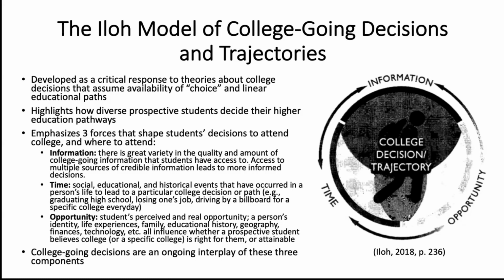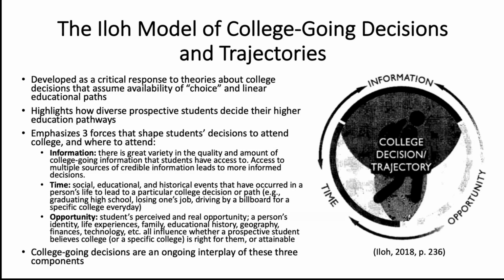The second piece of this model is time, and this could refer to really any sort of perspective of time. So social, educational, and historical events that have occurred in a person's life to lead to a particular college decision or path. So for instance, graduating high school might be an impetus for one person, losing a job might be an impetus for another person, even just driving by a billboard on a highway every single day is something where time is interacting with higher education or exposure to higher education that might ultimately influence a student's decision to attend school and where to attend.